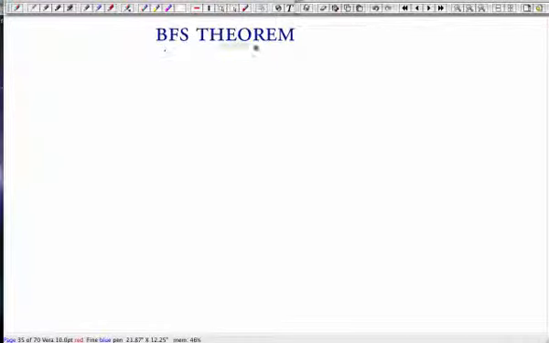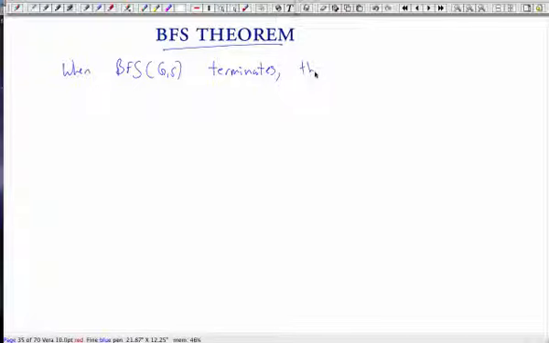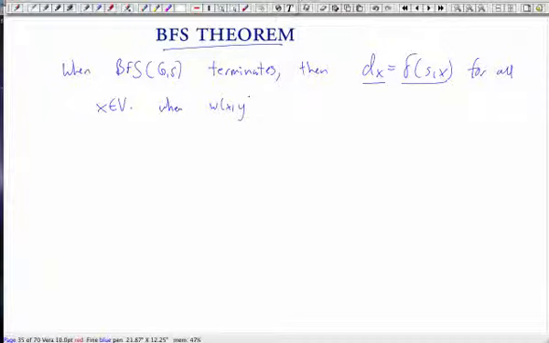And the theorem that breadth first search, the breadth first search theorem, is that when you run BFS G comma S, you specify some starting node, and when it terminates, each of the dx that you leave it with is equal to exactly delta Sx when the edge weights are 1. So this is another way of looking at breadth first search.